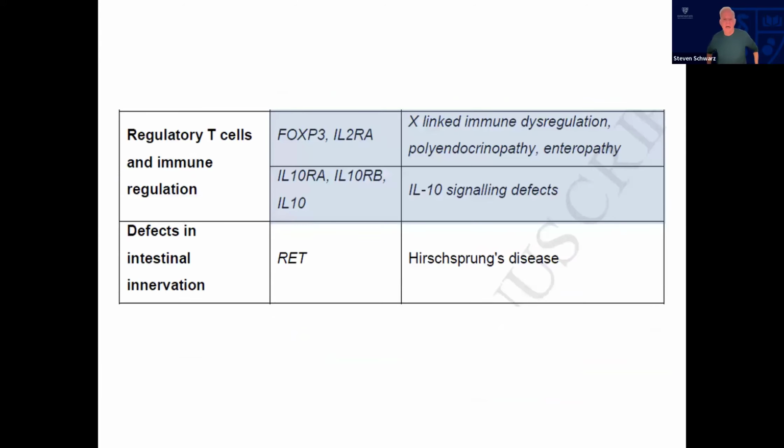And again, here are the FOXP3, IL-2 and IL-10 signaling defects. Remember, the main FOXP3 disorder is IPEX syndrome, which is X-linked immune dysregulation, polyendocrinopathy, and enteropathy. The enteropathy is similar to Crohn's disease. And of course, IL-10 we've already discussed in very early onset IBD.